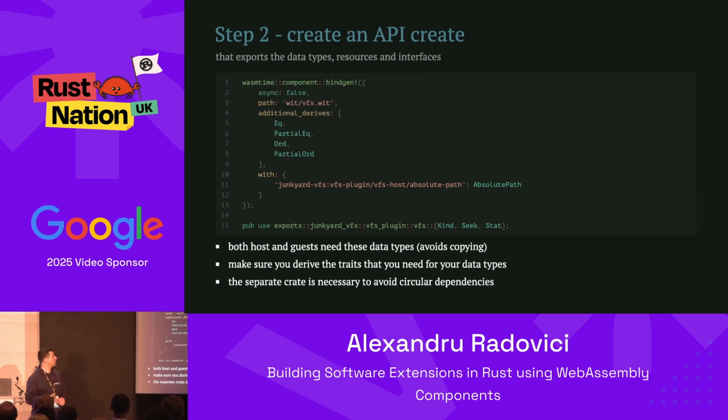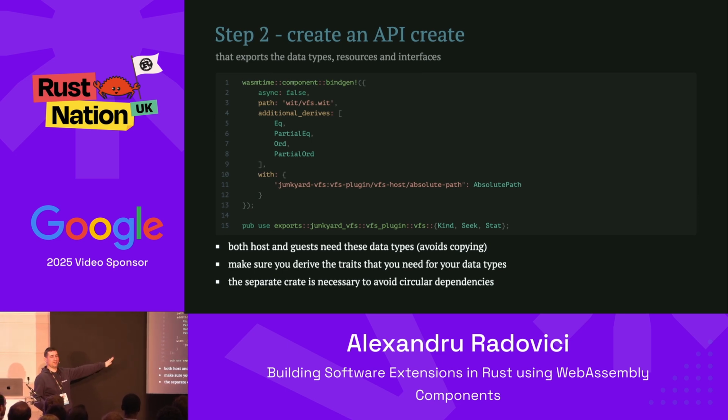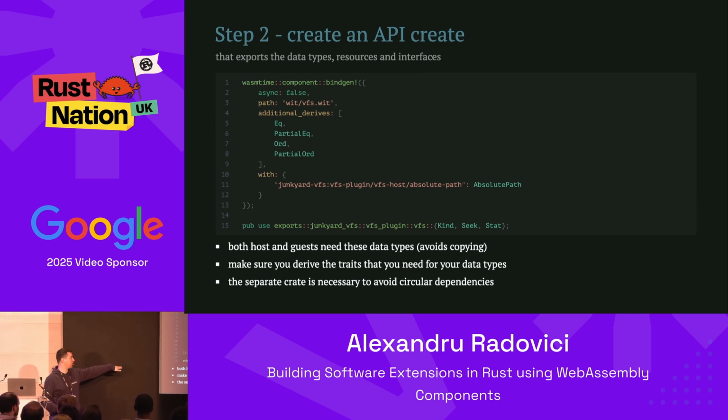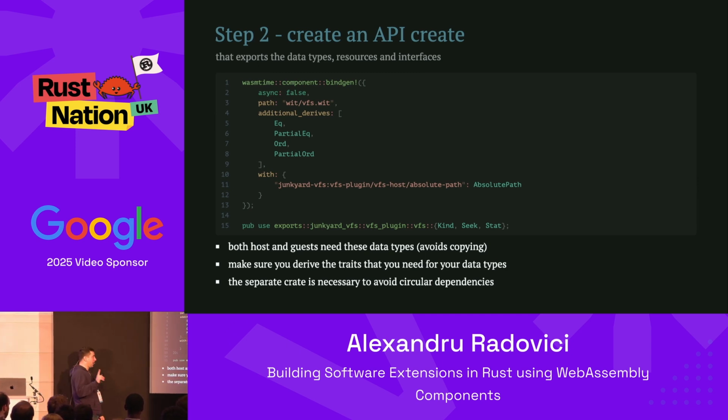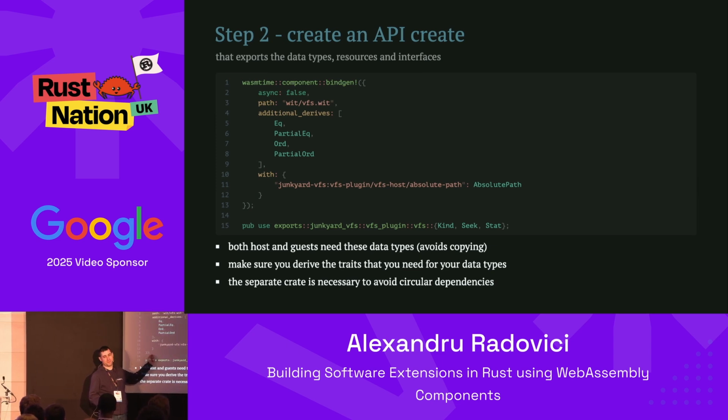So this is step number 2. Make a crate. This is the whole file of the crate, the whole lib.rs. Export these and do the other thing. And if you have custom types, you will have to define them in this crate.